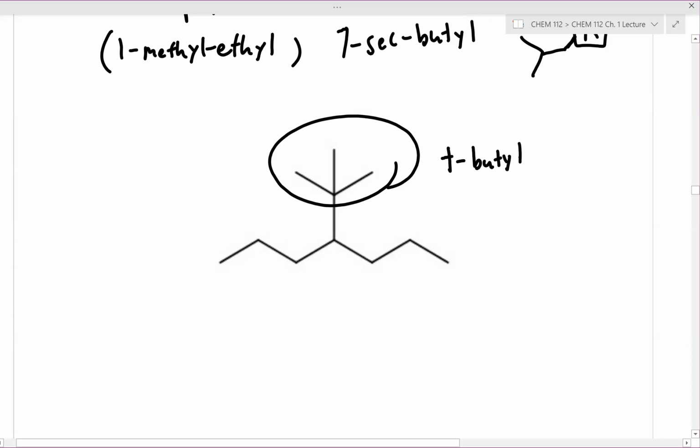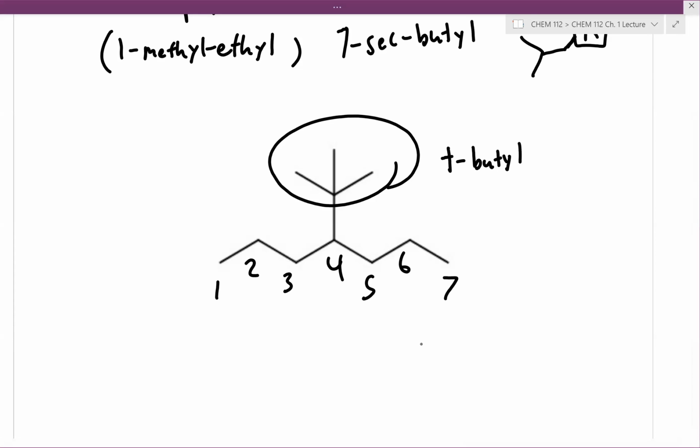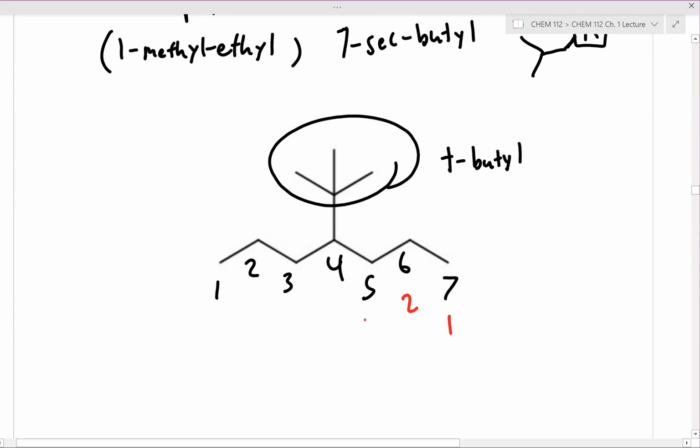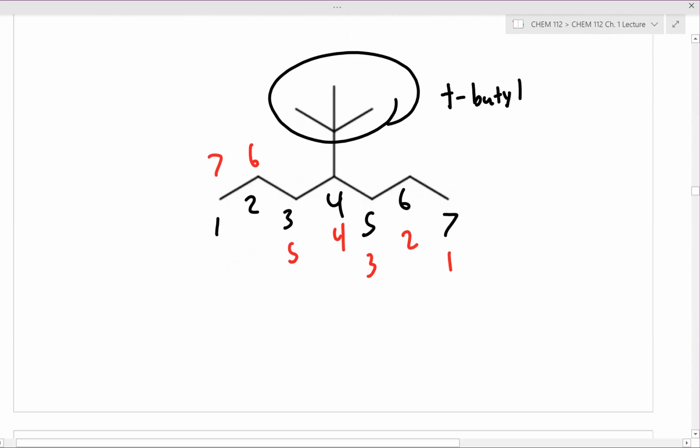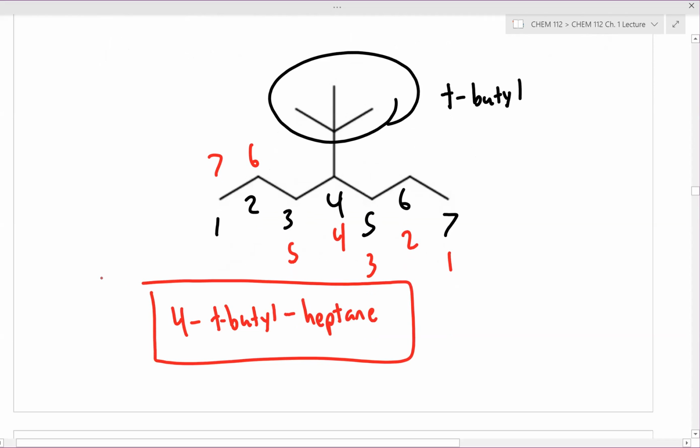So let's add some numbers to this. 1, 2, 3, 4, 5, 6, 7. No matter what direction we count, both in black and in red, we end up with the same set of numbers. So there's no preference for which one we should use. Since we have a 7 carbon chain, what do we call that? Heptane. So then this would be 4-tert-butylheptane. Does that make sense? Okay.